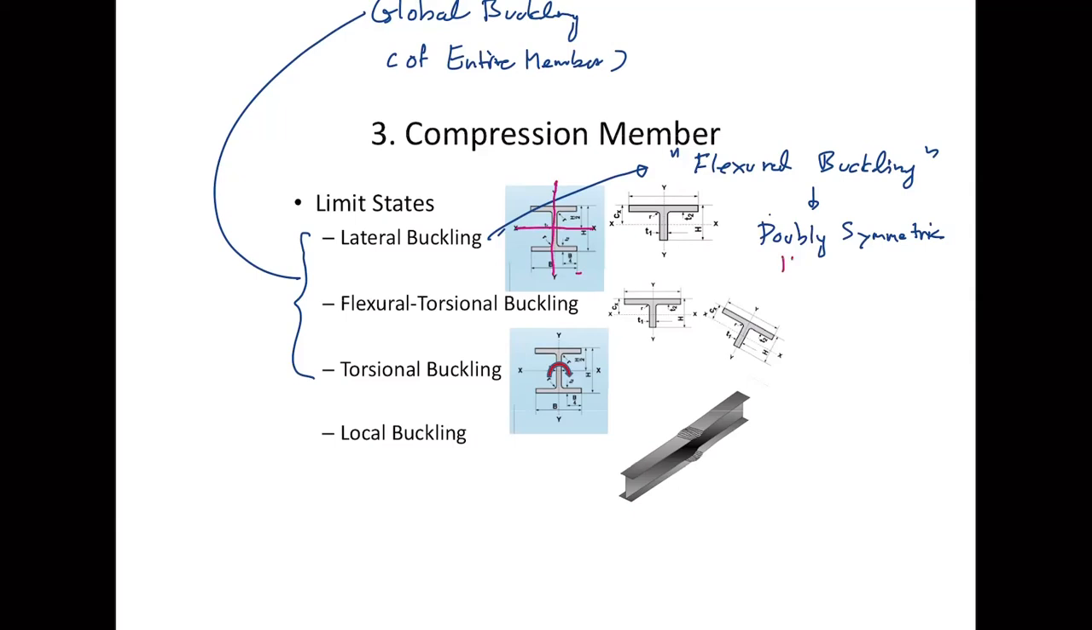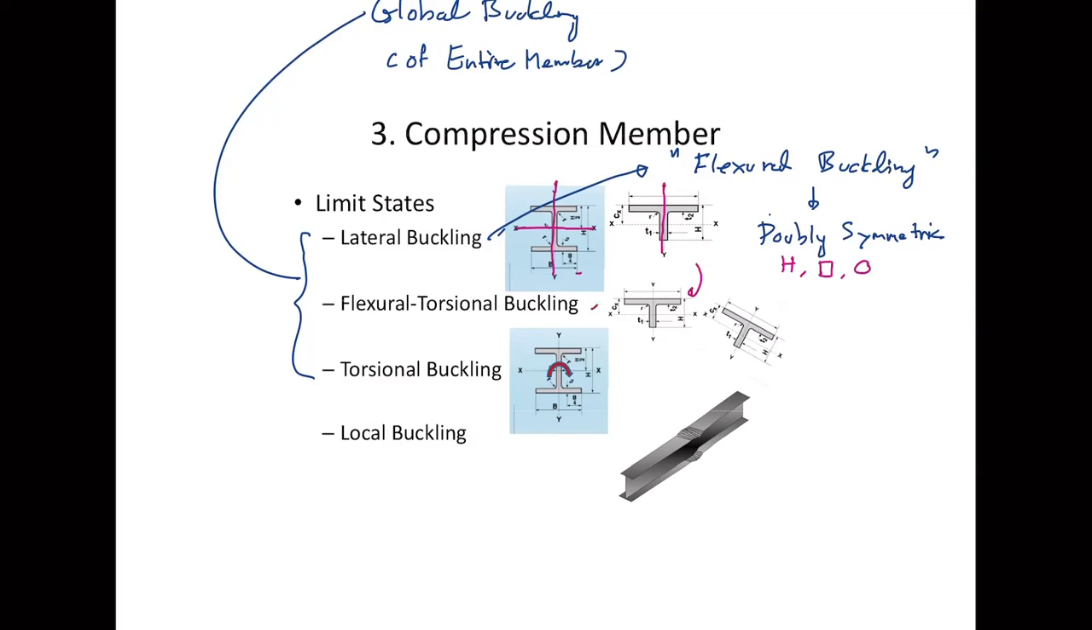You say H is doubly symmetric. You can say the rectangular section, square section, circular section, they are doubly symmetric. Okay. Now, if the shape changes into something, for example, like a cut T. Cut T has one axis of symmetry, which is the y-axis.